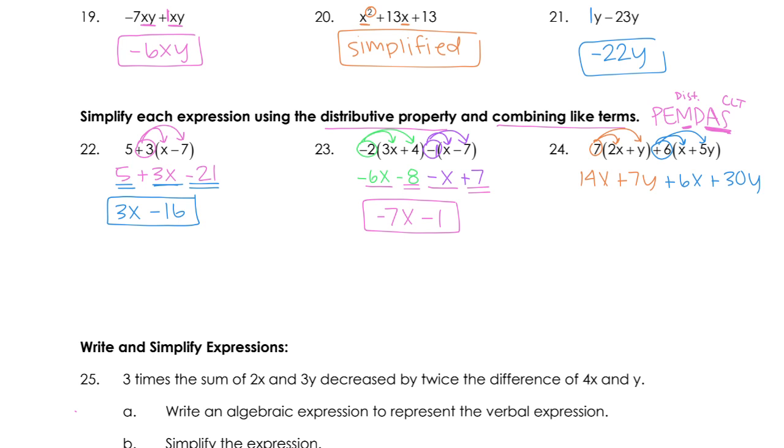Last thing to do here would be to combine your like terms. So 14x and 6x would make 20x, and then 7y and 30y would make plus 37y.